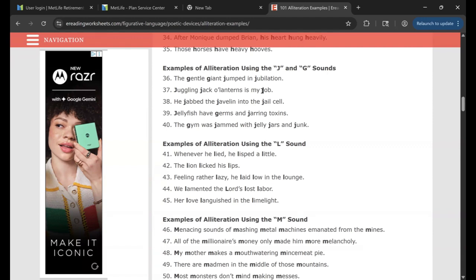When I take, for example, the gym was jammed with jelly jars and junk. Okay, the gym was jammed.